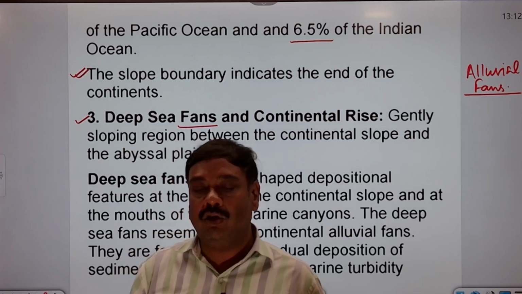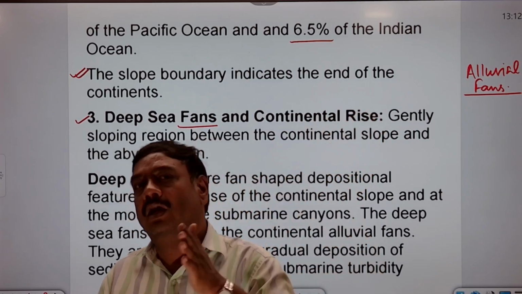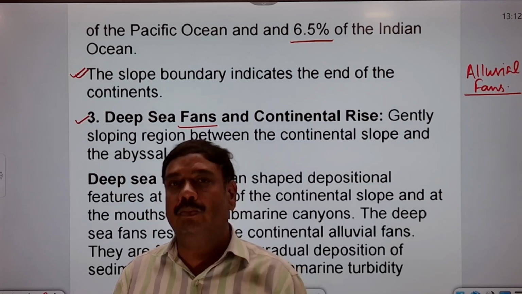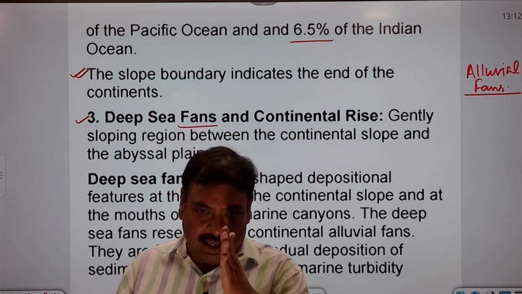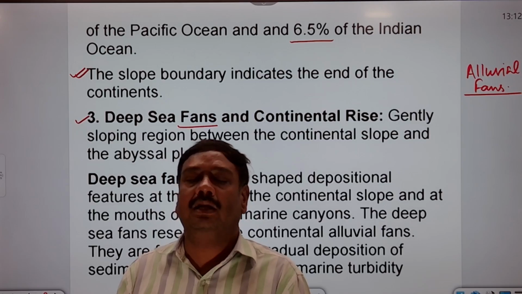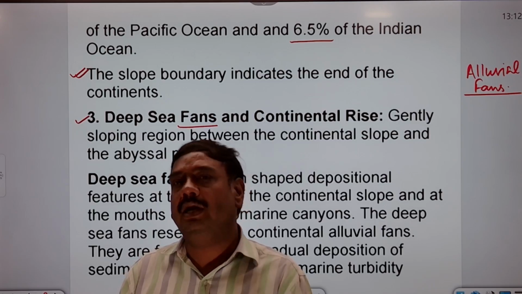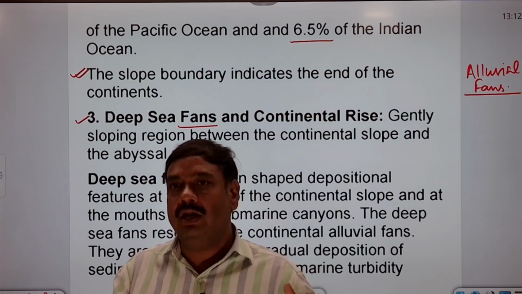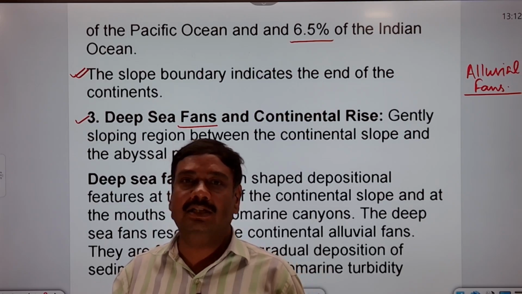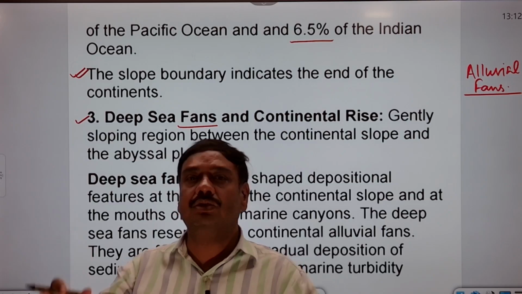Why is it so? Because the rivers which are coming along the steep slope of the mountain, just at the slope break, since the slope gradient becomes gentle, the river's carrying capacity gets decreased, and so the rivers deposit a huge amount of sediment there.